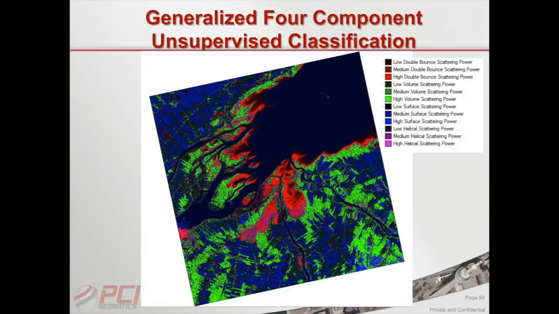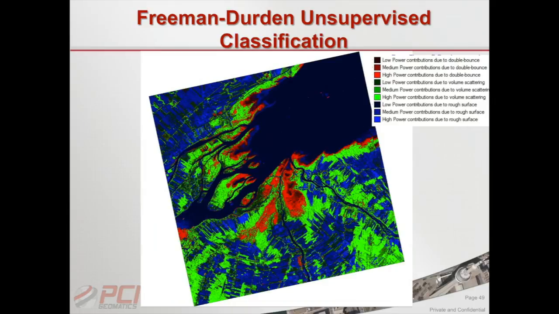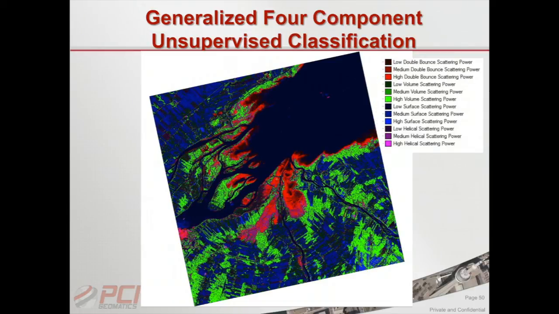Now you compare that to the generalized 4-component, so you can see there's a few differences. This one does not have the helical component. This one does, so some of the energy gets distributed or removed from one classification into another. And here's the kind of interesting thing, I think: there's some purple here, which would indicate that there's a slight slope to that particular area.